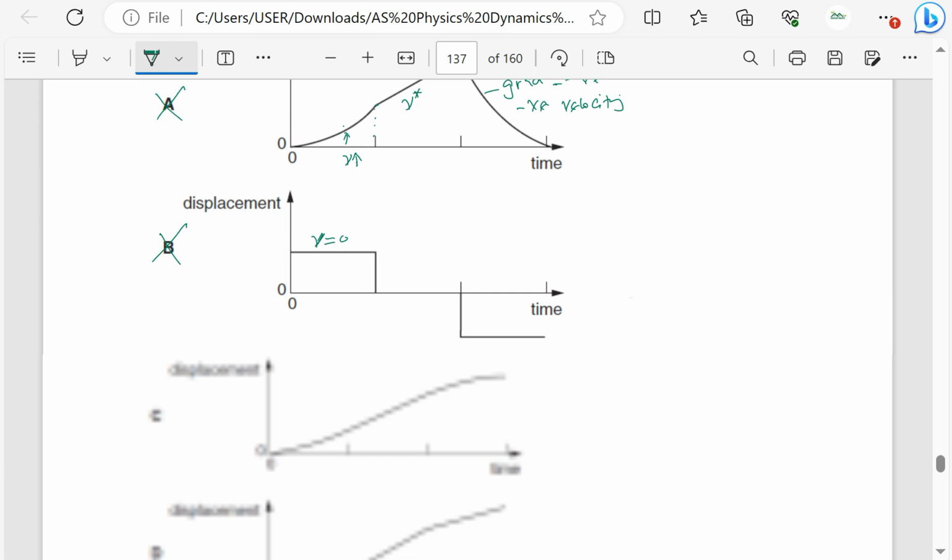Then let's check on this one. This one has a decreasing gradient, yes, and it is still positive. So here the velocity is decreasing because the gradient is decreasing. Gradient decreases, which means the velocity decreases, but still positive.